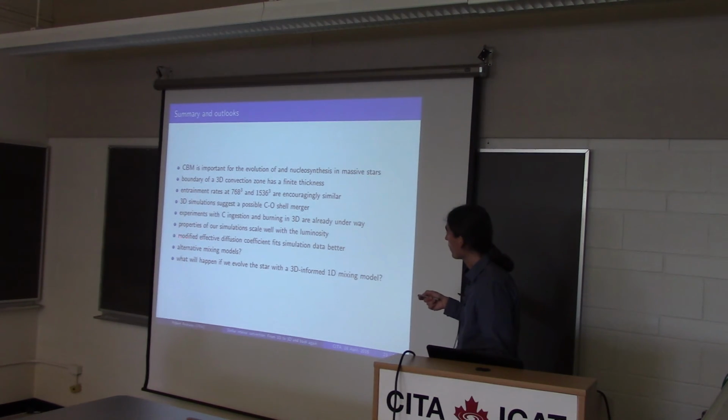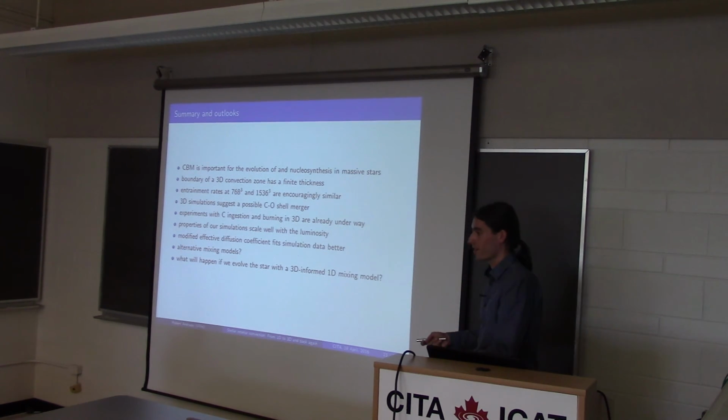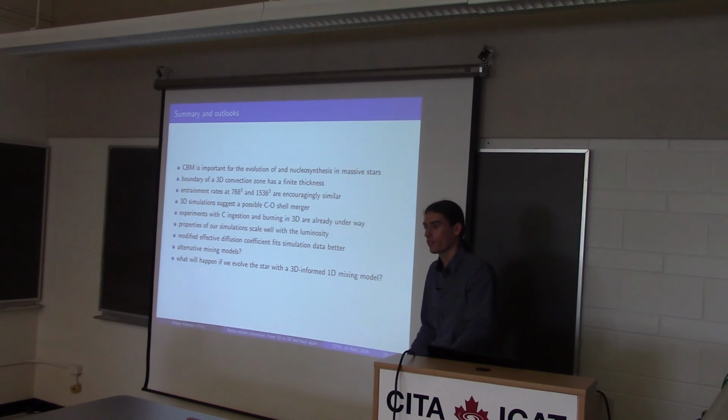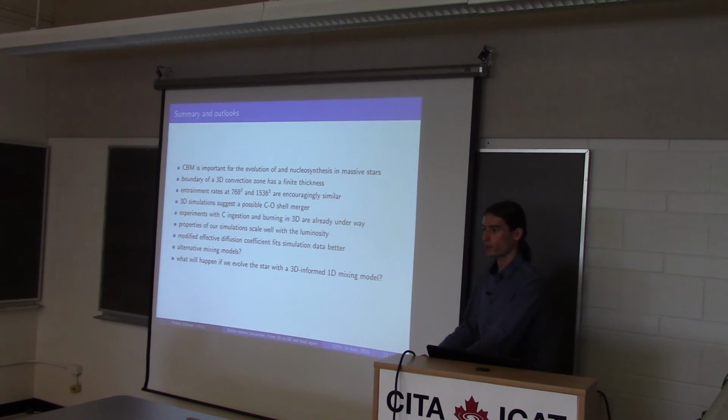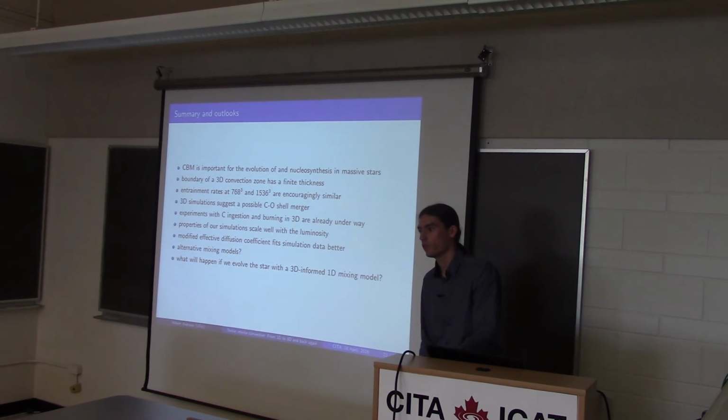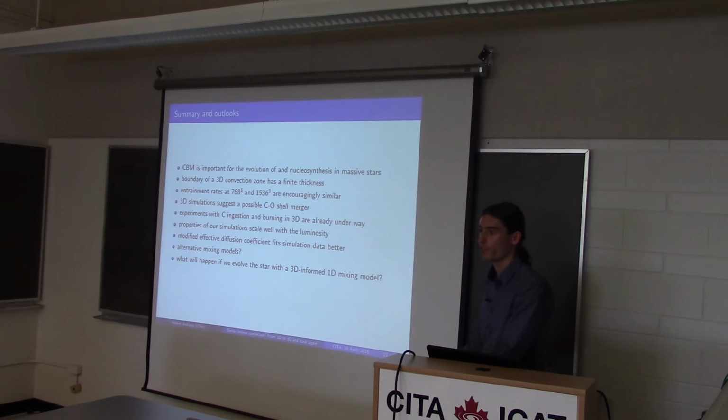I showed you some nice scalings, and there are still open questions. I showed you the diffusion model, but it's not the only thing that we could try. We know that convection is not a diffusive process, it's an advective process. So perhaps we could come up with a better 1D model that would match the properties of convection better, something based on advection, maybe some up and down flow schemes, who knows.